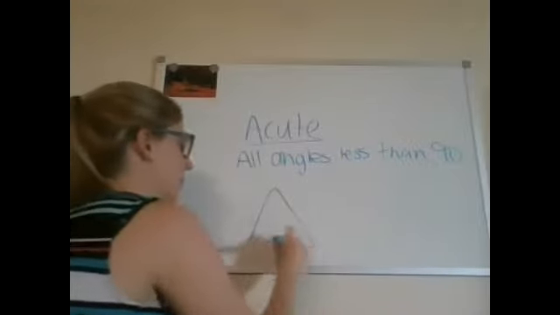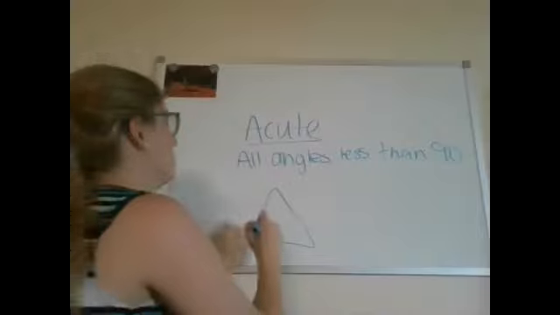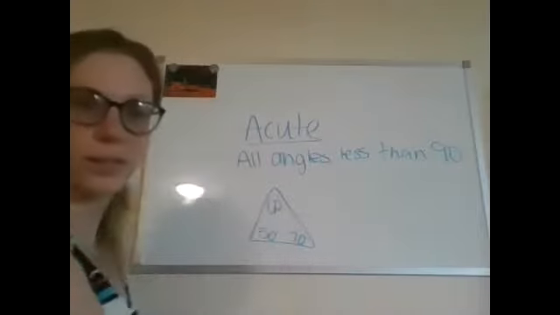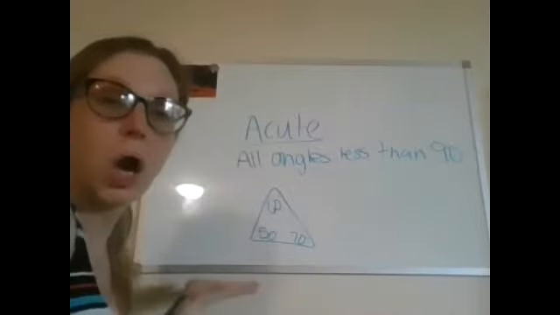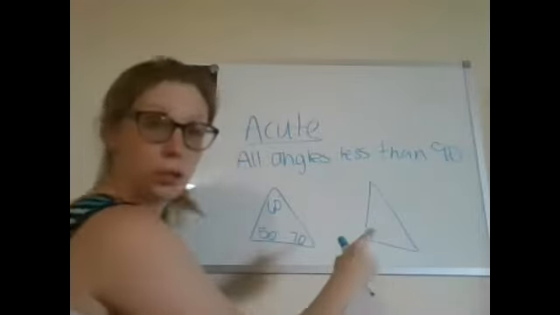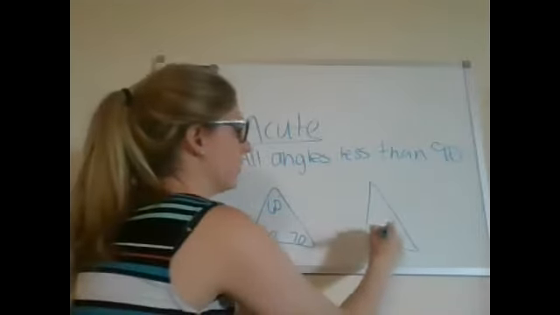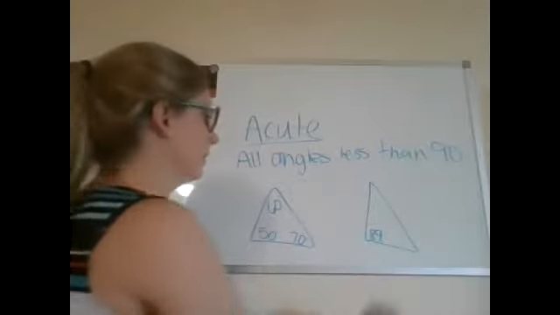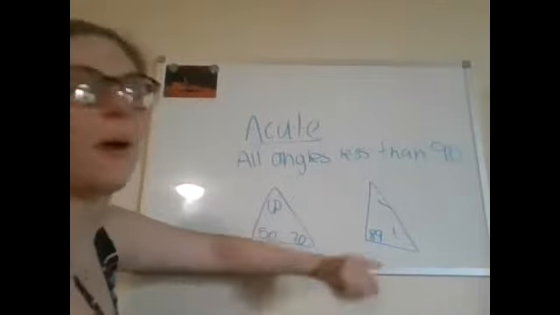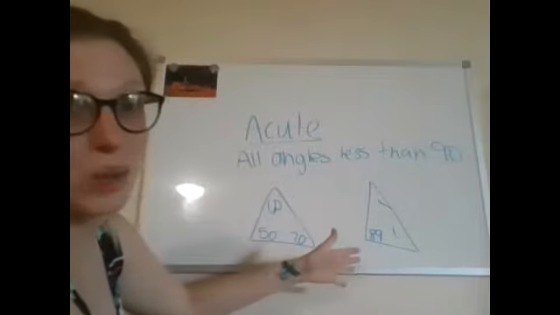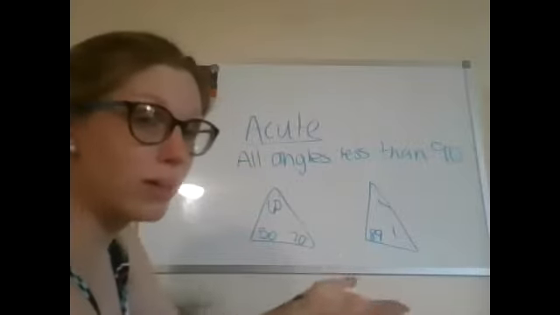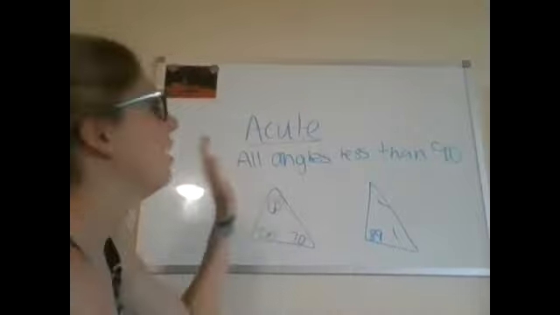So for example, one in the notes I gave you was one where it was 50 degrees, 70 degrees, and 60 degrees. And that's an acute triangle because they're all less than 90. Now, you could have one that looks like 90, but this might tell you that this is 89 degrees. So 89 degrees is still an acute angle. 89.9 degrees, as long as you don't round it, is still an acute angle.